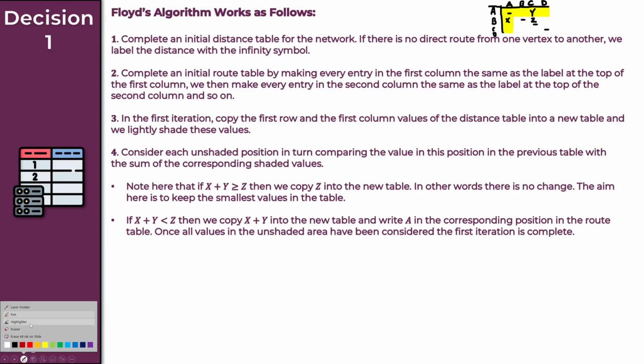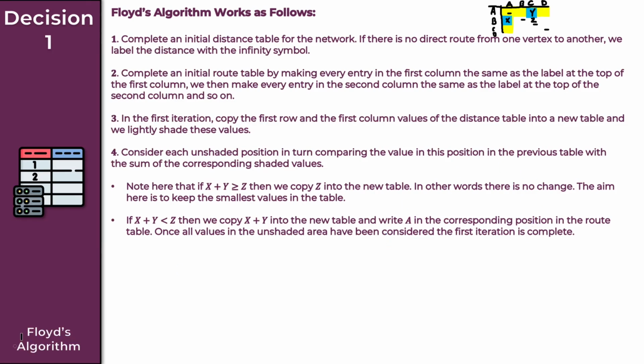Going back to my highlighter, we'll do it in blue to make it a bit more distinct. What I'm looking at is y here, and x, and we compare that to z here. As we just mentioned, if x plus y is greater than or equal to z, then we copy z into the new table. If x plus y is strictly less than z, then we copy x plus y into the new table, and we write a in the corresponding position in the route table.